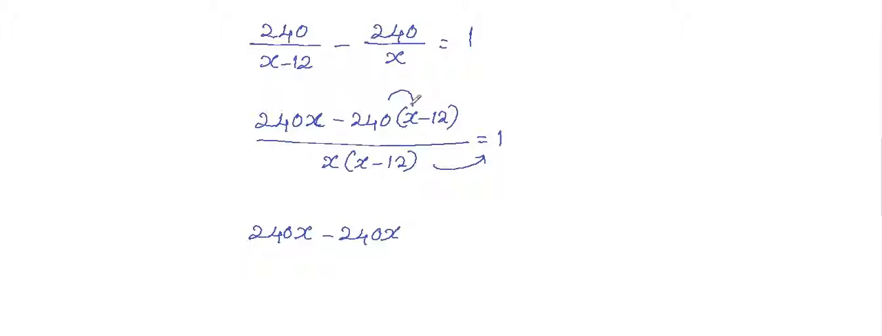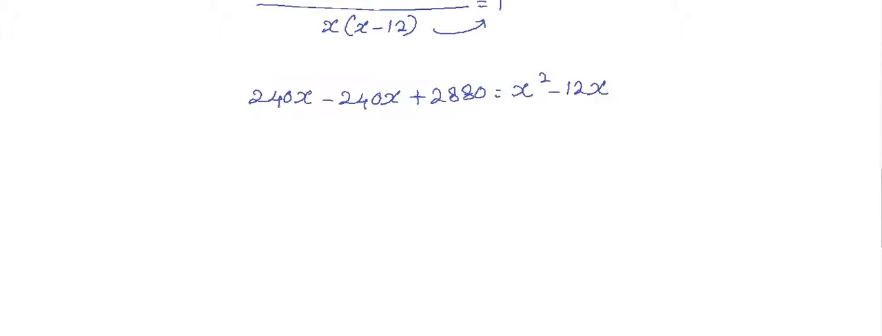If we distribute like this, we'll get 240x minus 240x plus 2880 equals x square minus 12x. Now 240x minus 240x cancels out. If you move all the terms to one side, we'll get x square minus 12x minus 2880 equals 0.